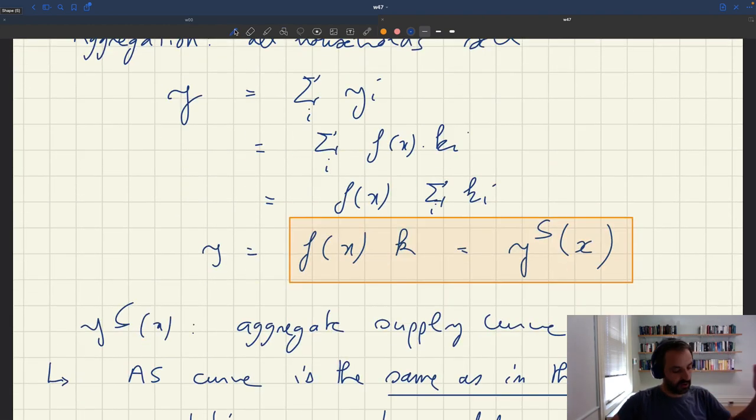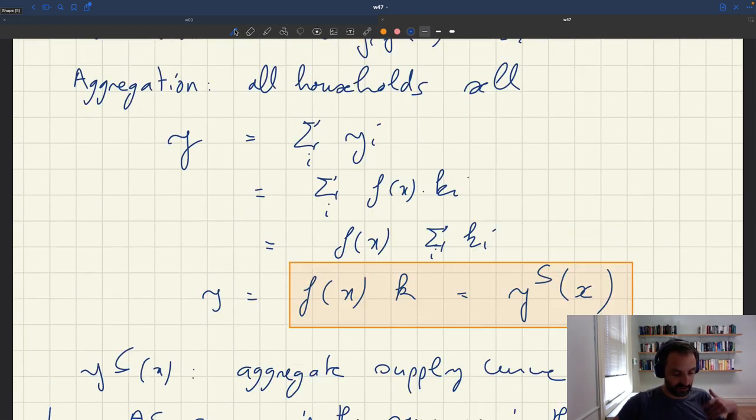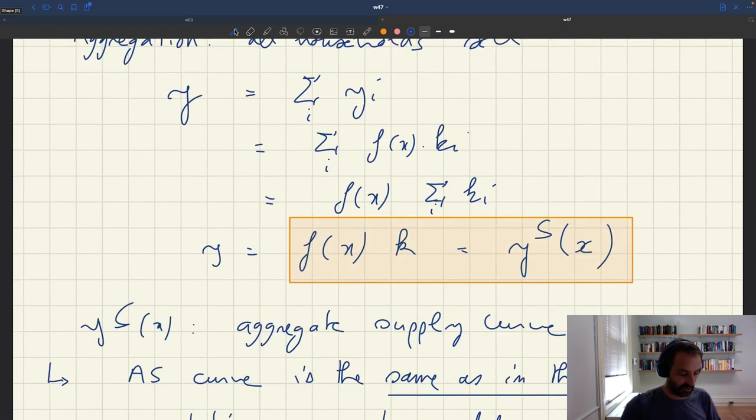Nothing new here. Our aggregate supply curve is an increasing function of tightness, it's going to be concave, and it's zero when tightness is zero. It converges to k when tightness becomes infinite. So all the properties are just the same as what we've seen in the representative agent case.